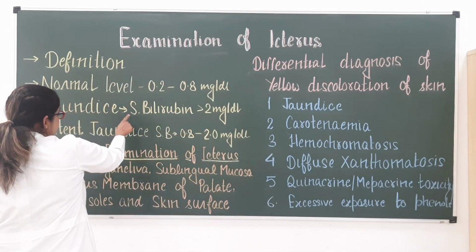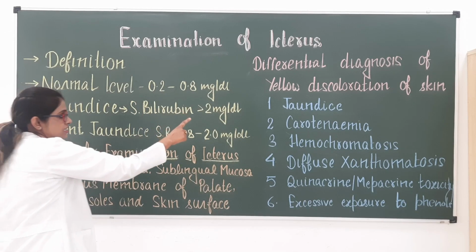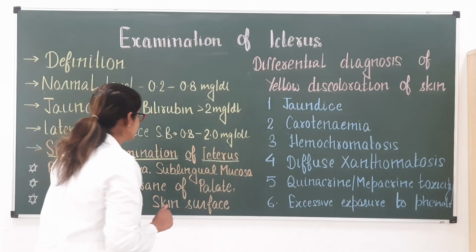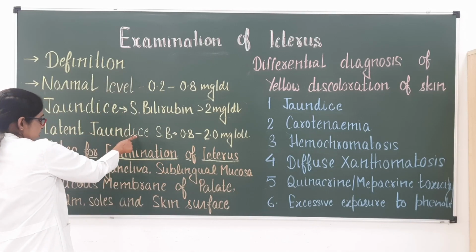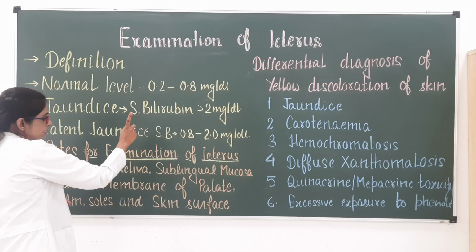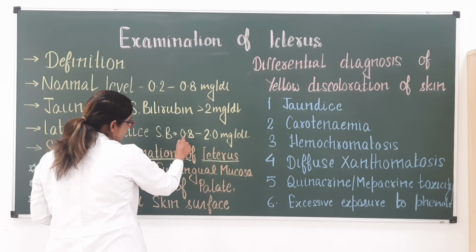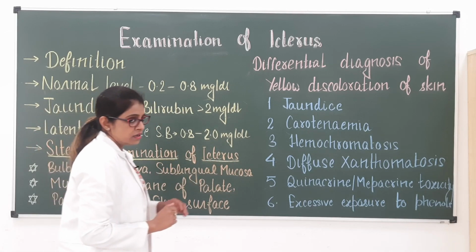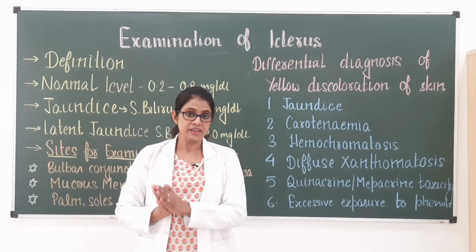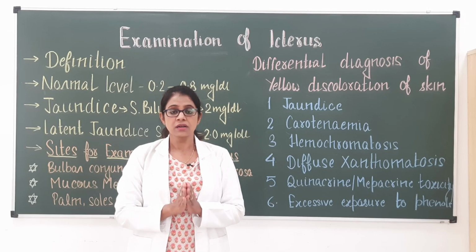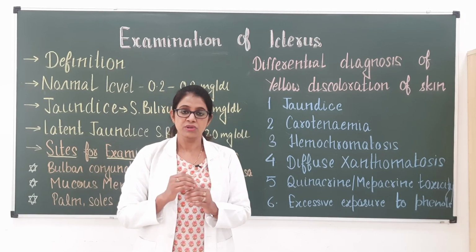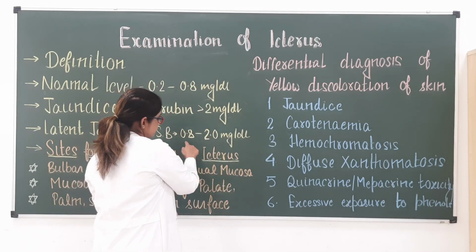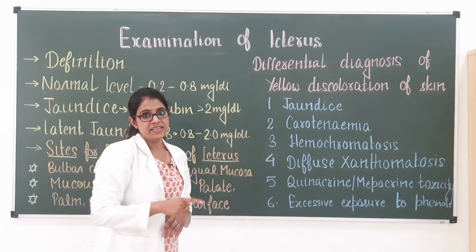Now what is jaundice? It is when the serum bilirubin level in the blood rises above 2 milligram per deciliter. Then what is latent jaundice? Latent jaundice is the condition when the serum bilirubin level is between 0.8 to 2 milligram per deciliter. Here any sign or symptom may not be present in the individual, but on doing a lab test the serum bilirubin level will be found high, between 0.8 to 2 milligram per deciliter.